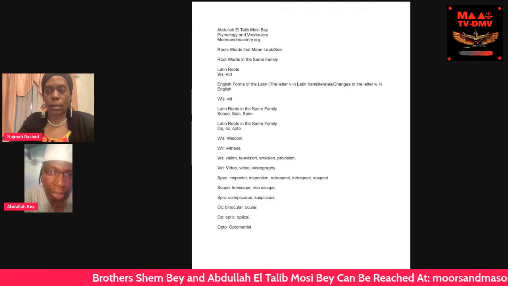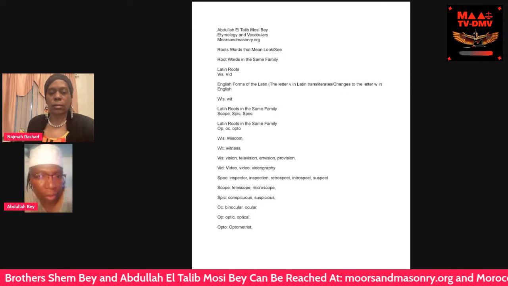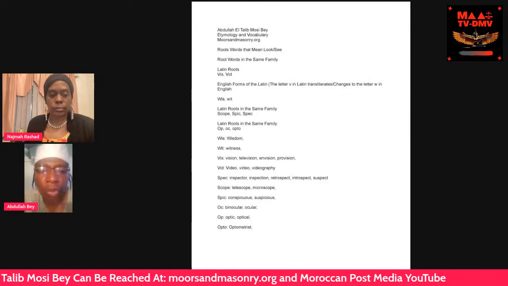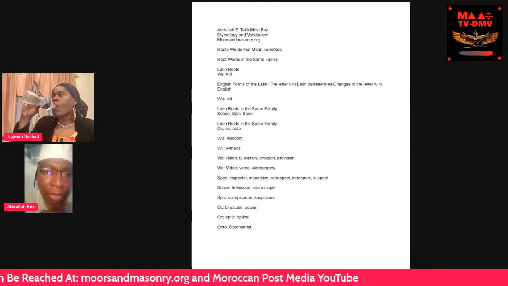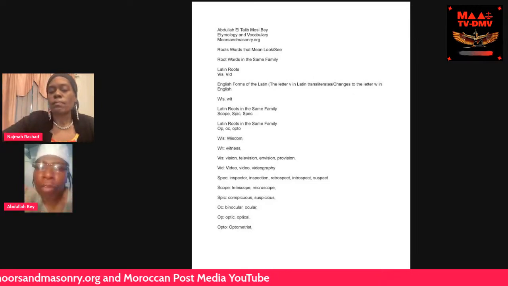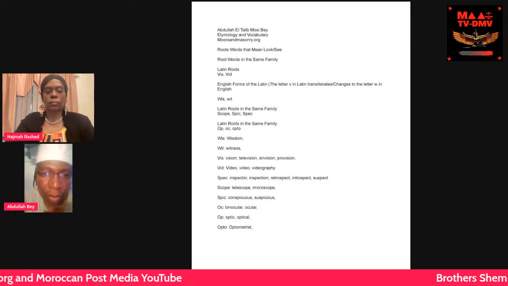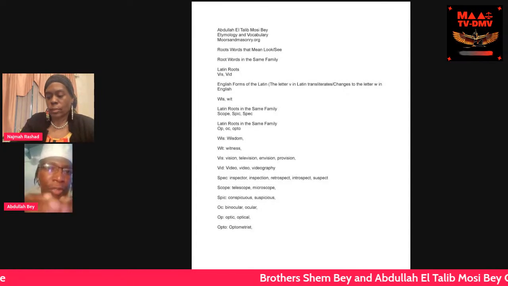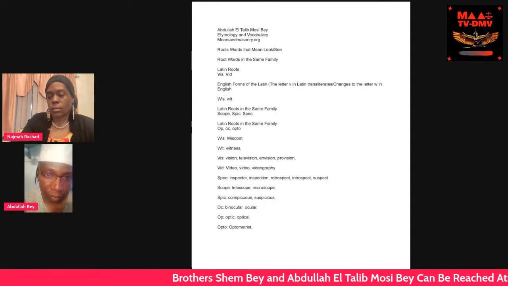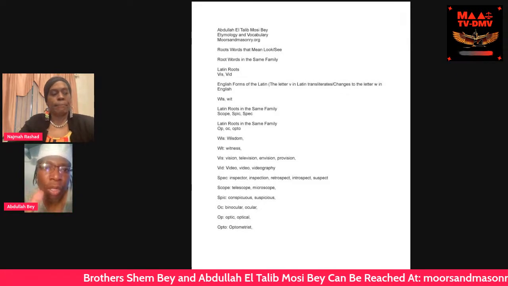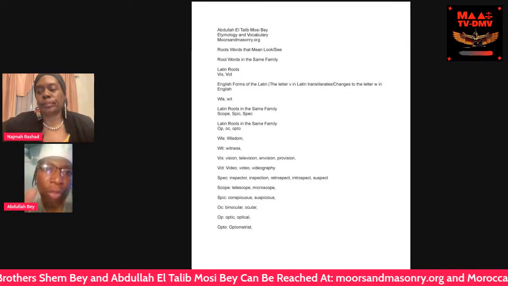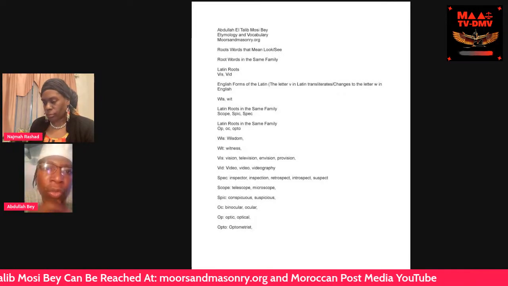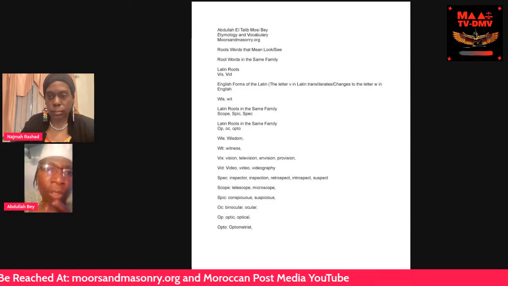Now, this method will help the children and you increase your vocabulary. This is not a random list. We're teaching vocabulary in a systematic way, so this is very important. Let's look at root words that mean look or see, root words in the same family.